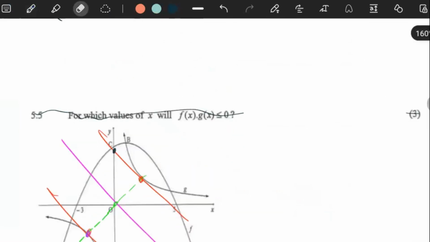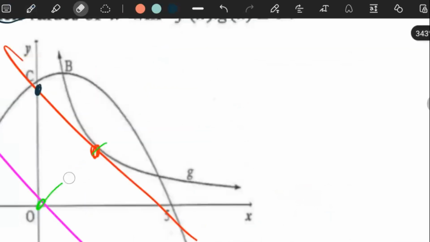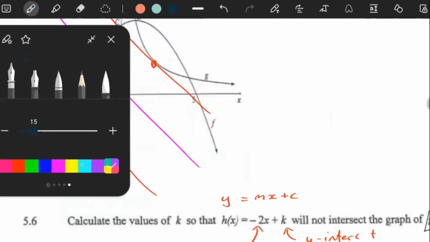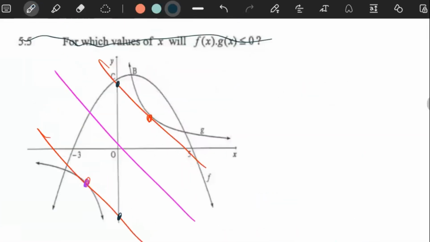The first thing that we do know is that these red lines both have a gradient of negative 2. So keeping that in mind, what we can actually do is take the graph of g of x and work out where this graph of g of x has a gradient of negative 2. To do that, we need the gradient equation of g of x. And to get the gradient equation of g of x, we need to differentiate g of x.